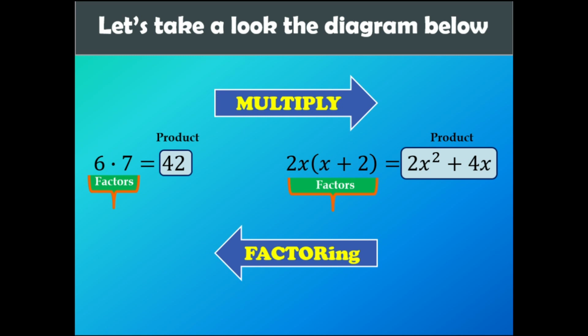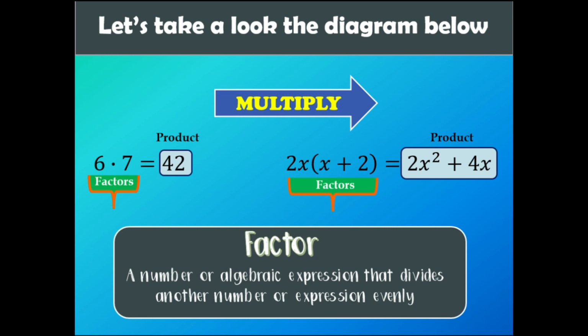Let's define factor. A factor is a number or algebraic expression that divides another number or expression evenly. For example, 6 is a factor of 42. Why? Because if we divide 42 by 6, it will give us 7. In this expression, 2x is a factor of 2x squared plus 4x. Why? Because if we divide 2x squared plus 4x by 2x, it will give us x plus 2.